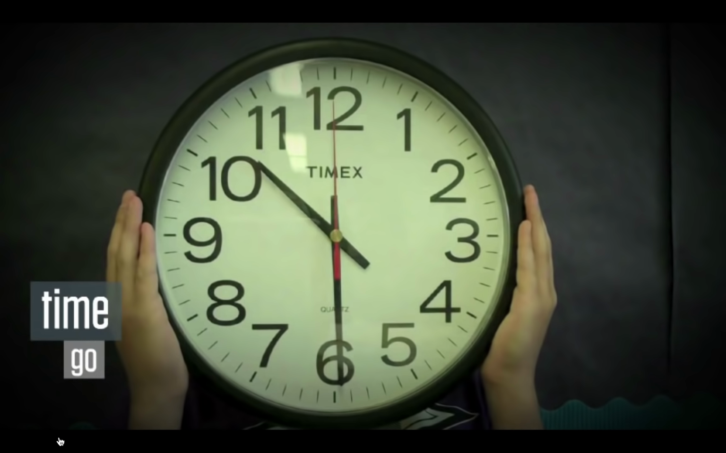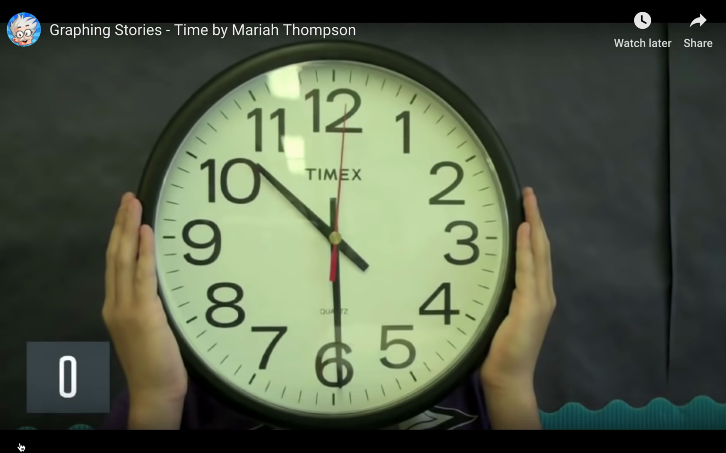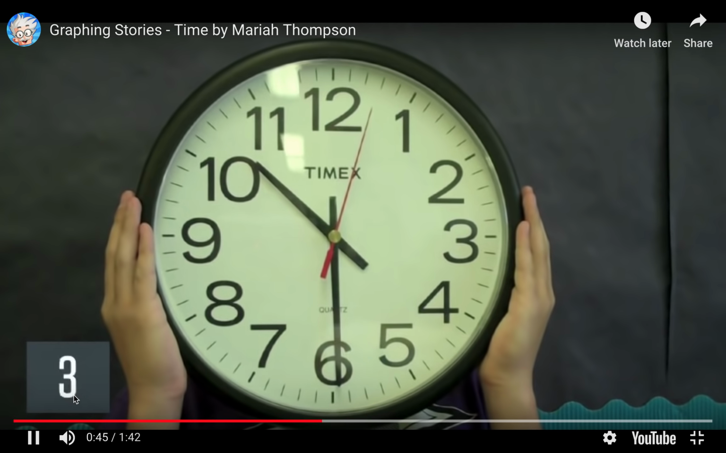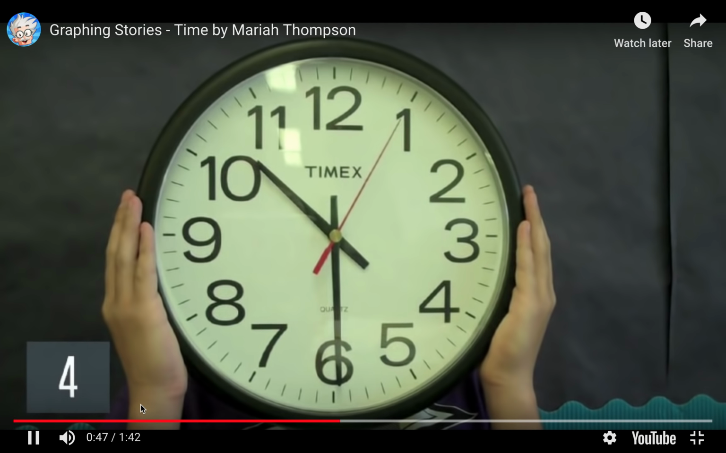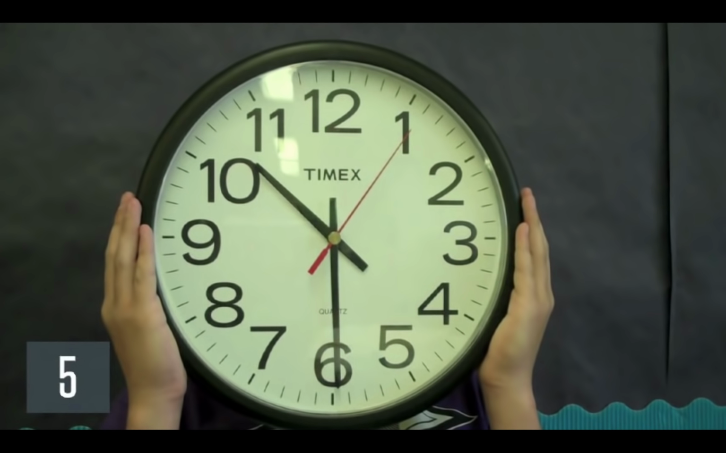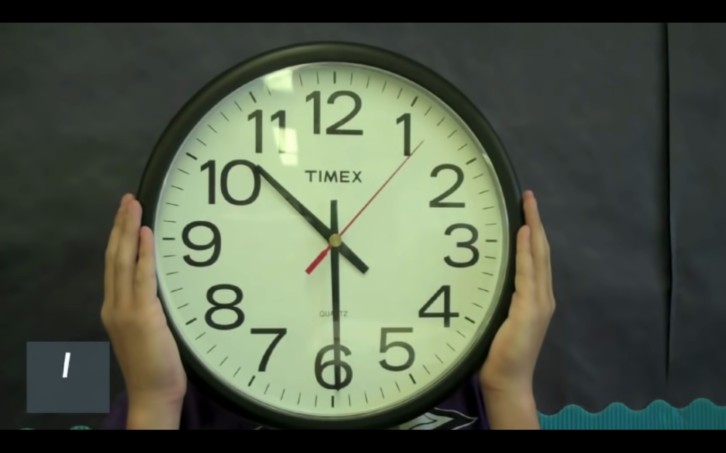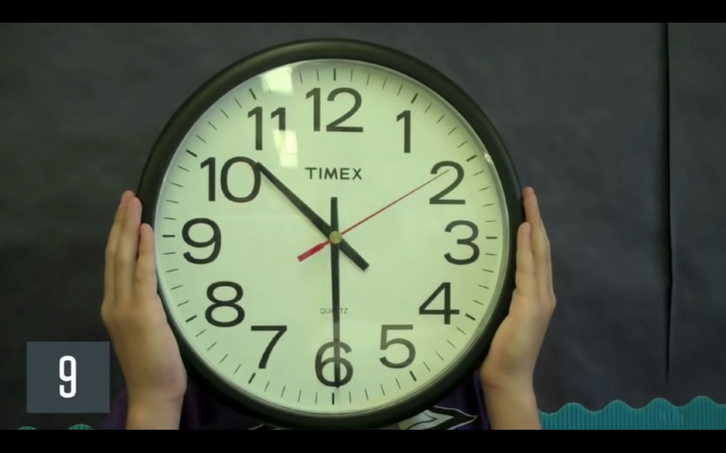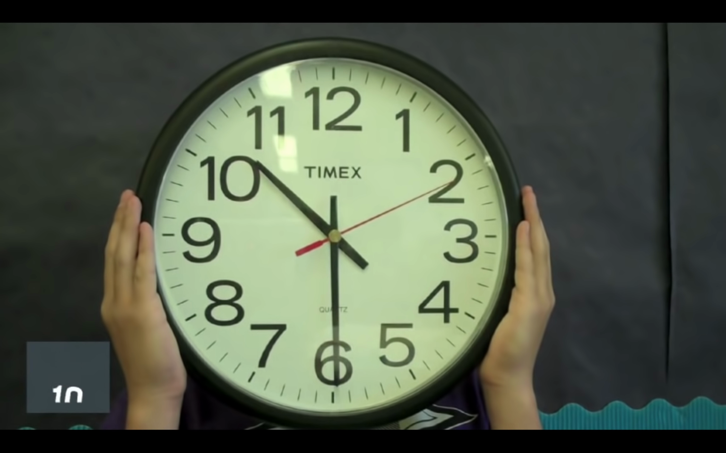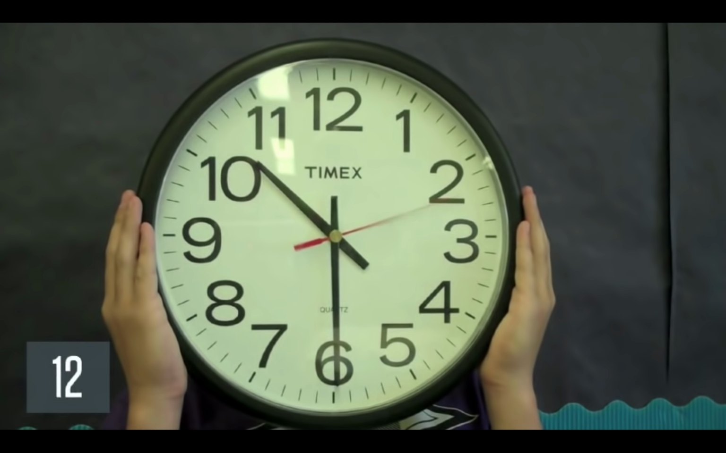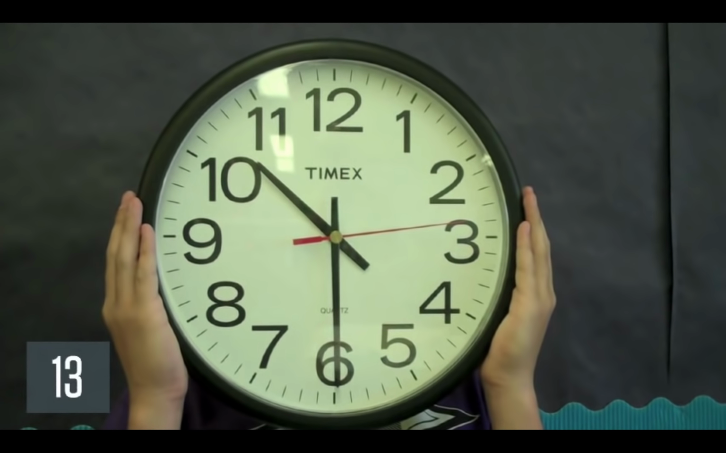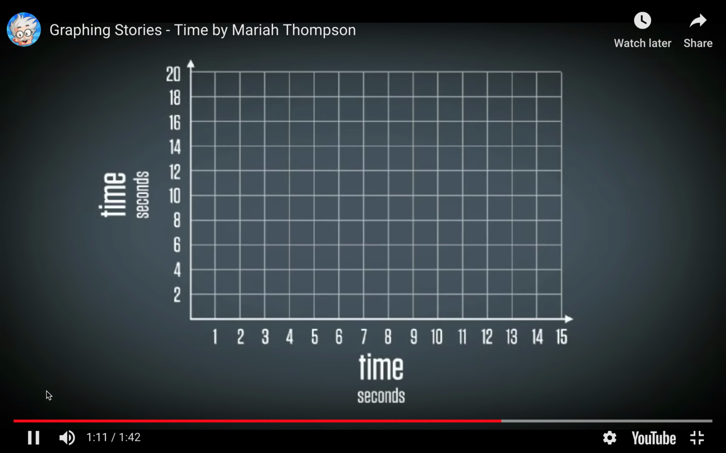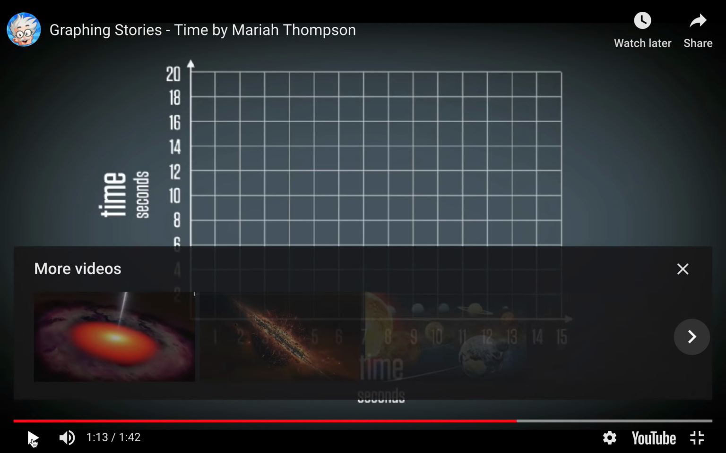So think about how the second hand is changing as the timer down here is changing. How would you graph that? Alright, so then you can watch it again and graph it. Here's the second video.